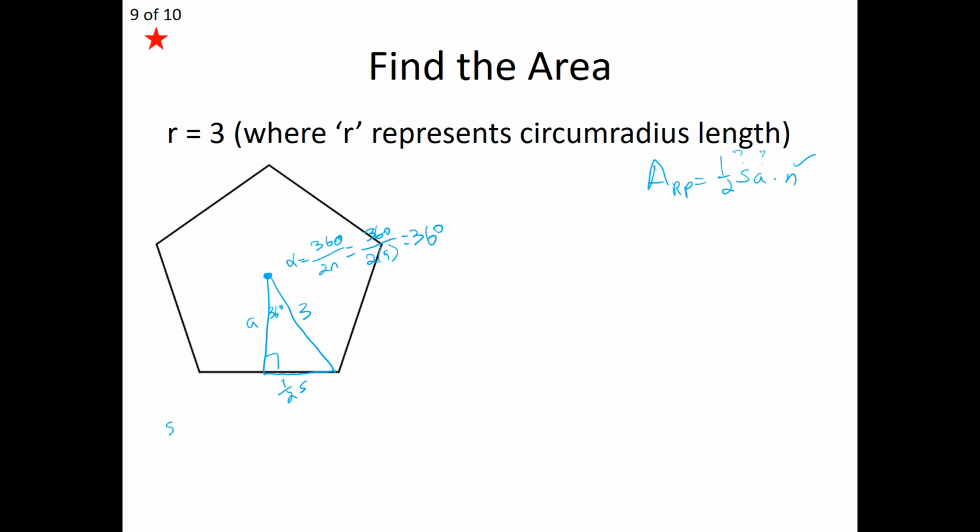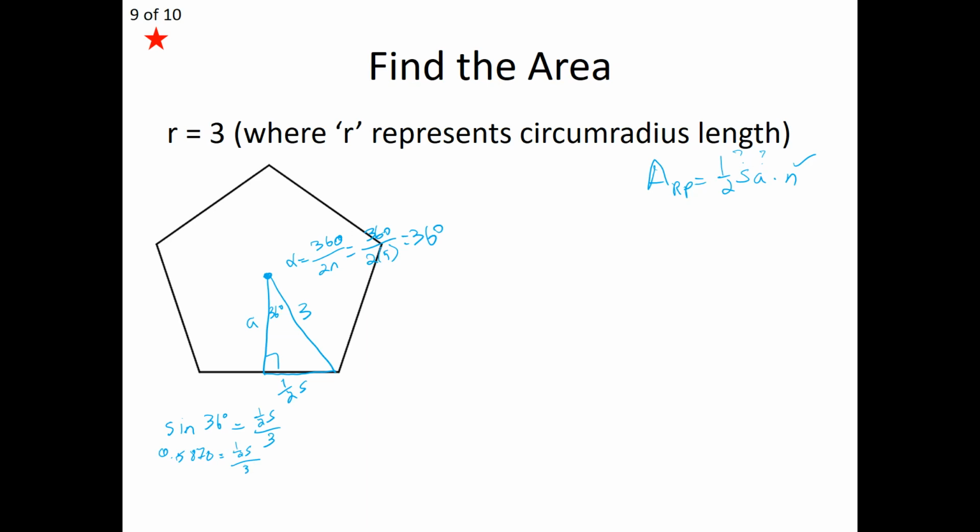So we have the sine of 36 degrees is equal to our 1/2 the side measure over 3. We can then use this to solve for our side measure. Sine of 36 turns into 0.5878, and that's equal still to that 1/2 s over 3.